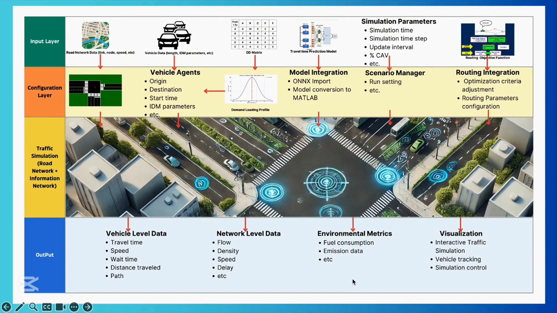Finally, we have the output layer, where users can access detailed data, including vehicle and link level statistics. If environmental metrics were provided at the start and eco-routing was applied, users can also retrieve environmental metrics. In addition, the output layer includes a visualization module, enabling users to view the simulation in real time or review it afterward, with options to fast forward, rewind, and track individual vehicles. I'll demonstrate this visualization capability shortly.